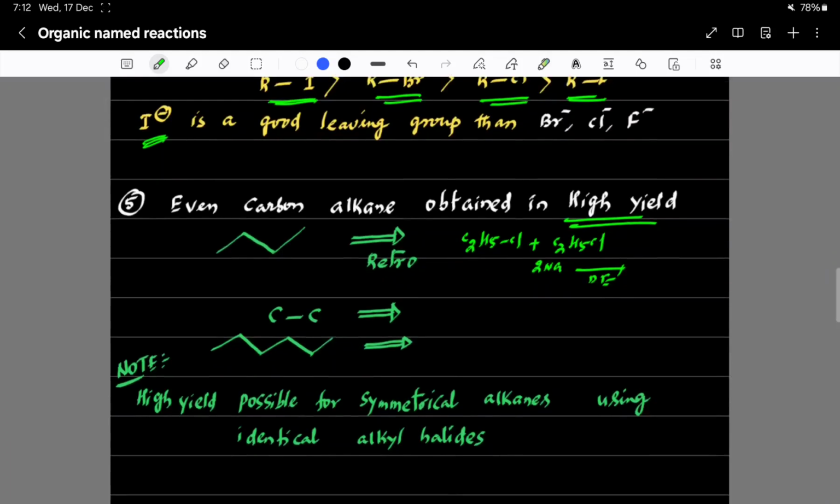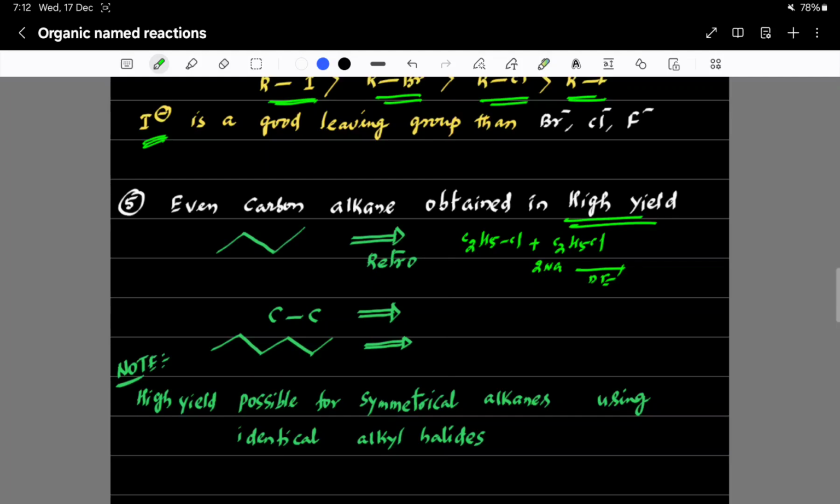Now you people may have one more doubt. Sir, can we use methyl chloride and propyl chloride? Yes, you can use methyl chloride and propyl chloride also. Then you will get different types of products. You cannot get only one product, right? But if I use ethyl chloride and ethyl chloride, if you are using a symmetrical alkyl halide, then we will get a high percentage of yield during the Wurtz reaction process.